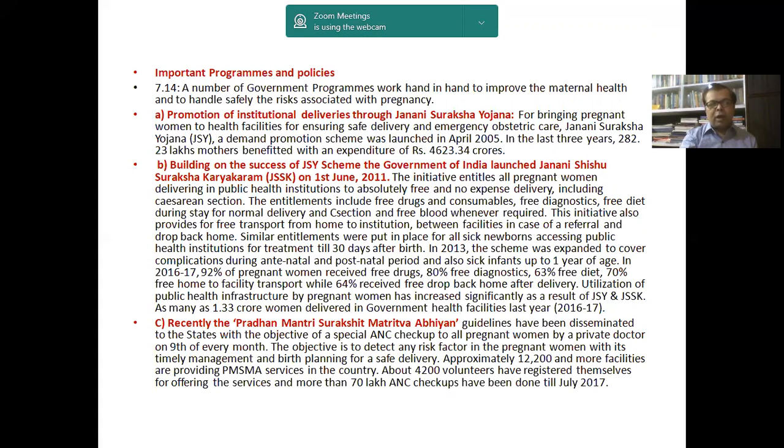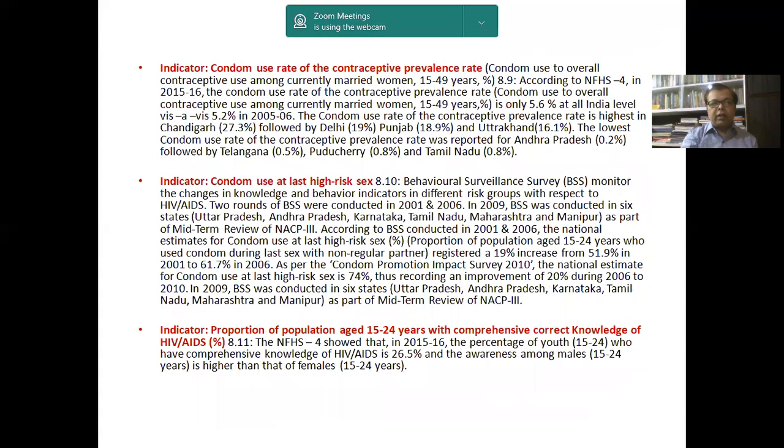Then several programs and policies were incorporated. I will not talk about these policies, but just for reference, I mention some of them. Some of these are the promotion of institutional delivery through Janani Suraksha Yojana, then building on the success of the Janani Suraksha Yojana scheme, the Pradhan Mantri Surakshit Matritva Abhiyan. These are different schemes and programs which were launched to achieve those targets and goals.